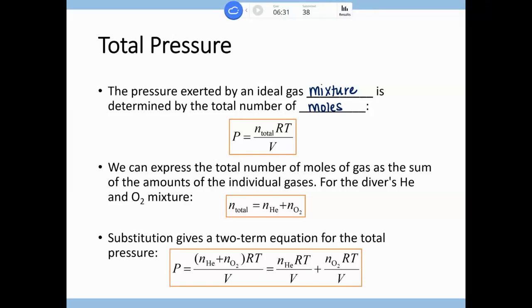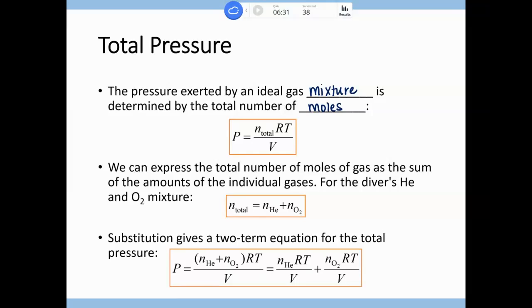Well, we can express the total number of moles as the sum of the moles of the individual gases. So total number of moles is moles of helium plus moles of oxygen. So we substitute total moles for this equation here, so add the helium plus oxygen into pressure equals moles times gas constant times temperature over volume.